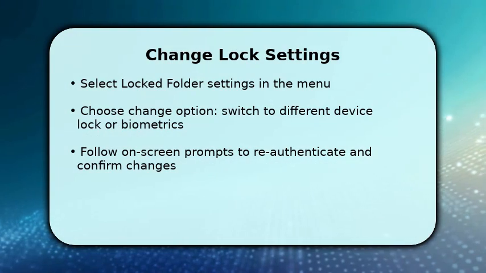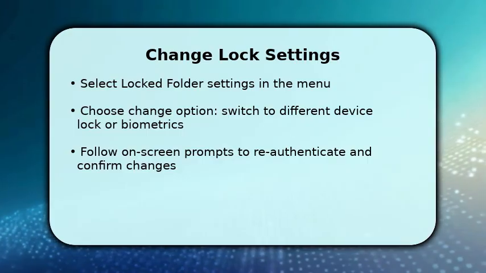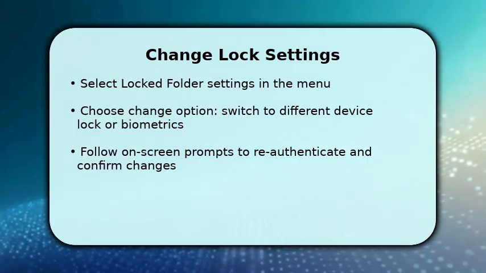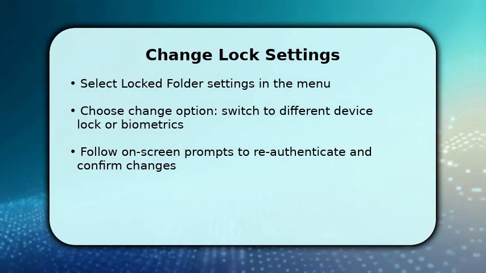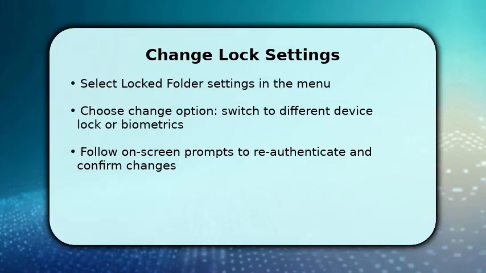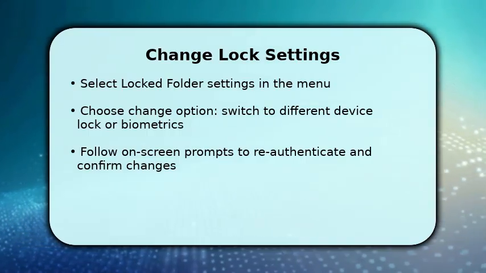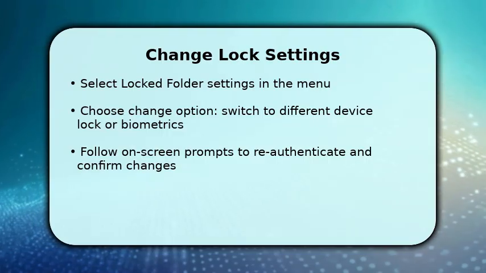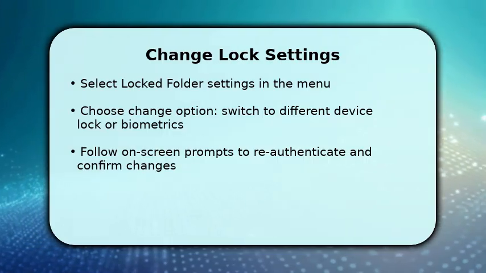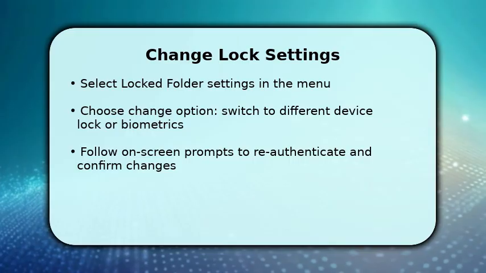Once in settings, locate the option to change how the locked folder is secured. This appears as change device lock or enable biometrics depending on your phone. You will be asked to re-authenticate. Enter PIN, pattern, or use fingerprint, because the system updates the folder's key material with the new credential.